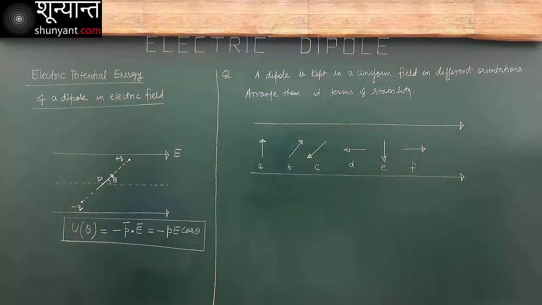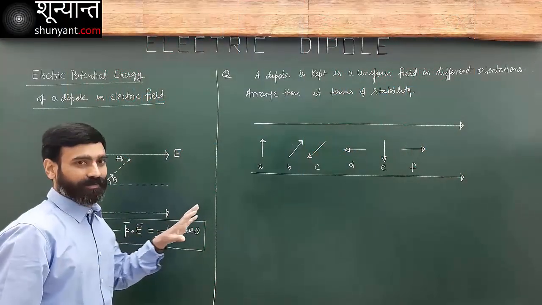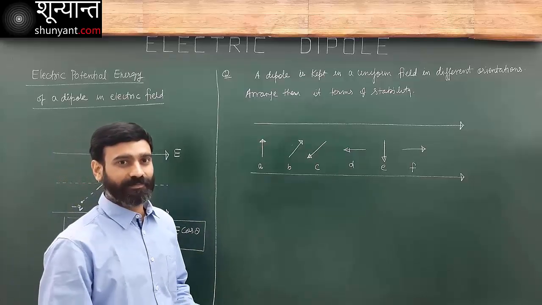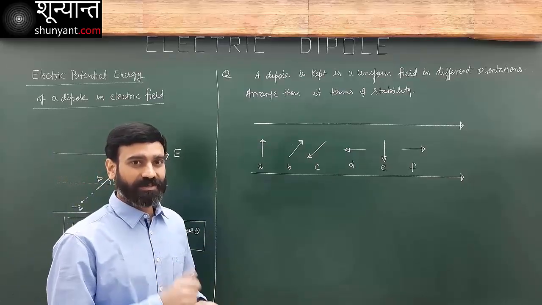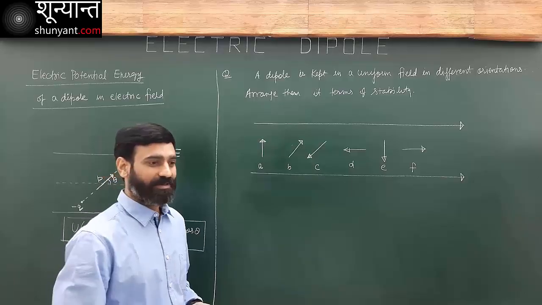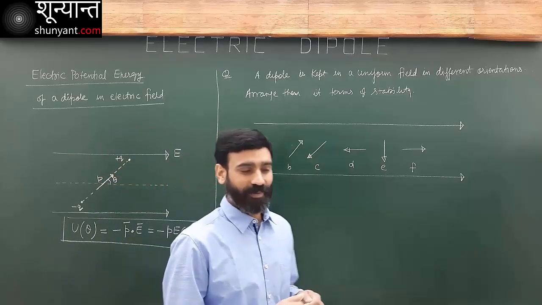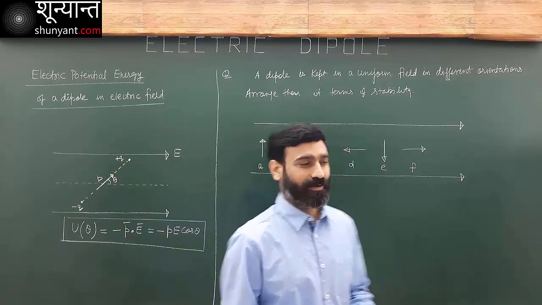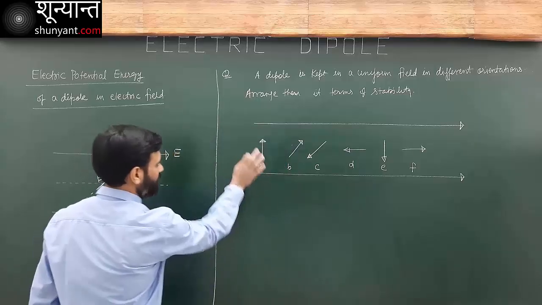What do you think? Stability. Which one is more stable? Which one is less stable? How can we decide? We decide it by the potential energy. Okay, so let's write the potential energy.